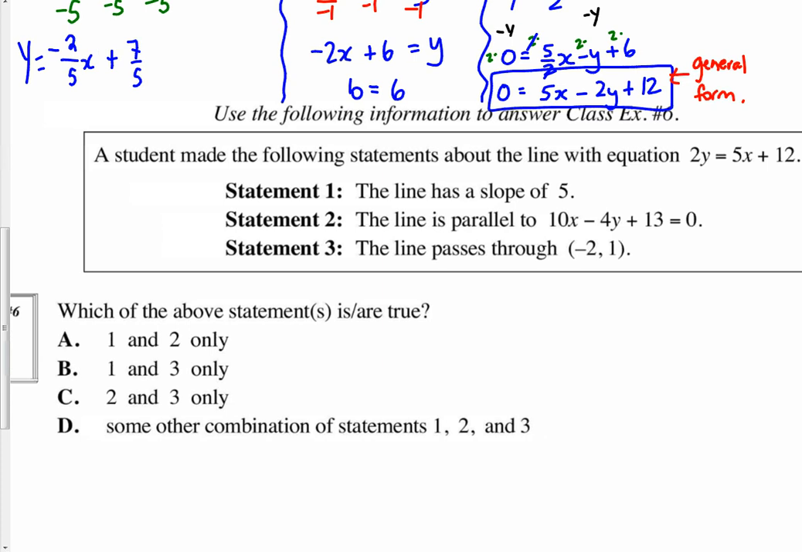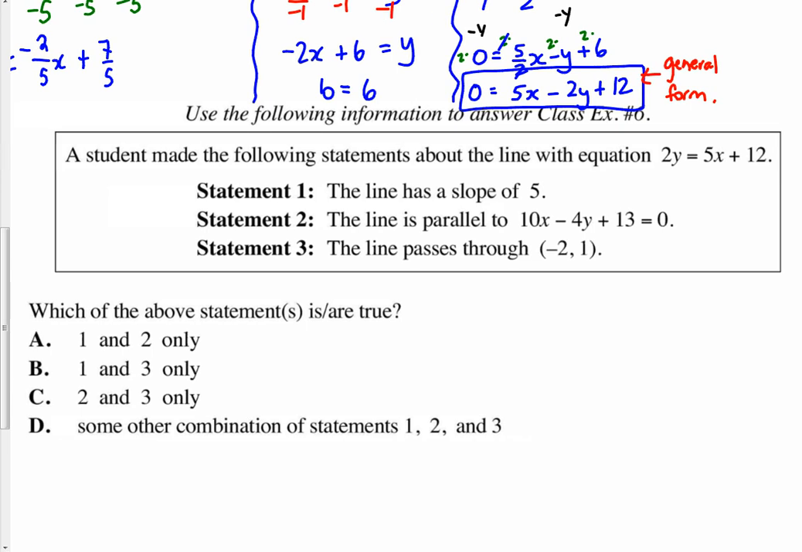A student made the following statements about the line with equation 2y equals 5x plus 12. They say the line has a slope of 5. So in order to see the slope, what would we have to do to this equation? Divide everything by 2. What's the slope, actually? It's 5 over 2. So that's the actual equation. So does the line have a slope of 5? No, that's false. So right away we can cancel out which options? Okay, A and B.